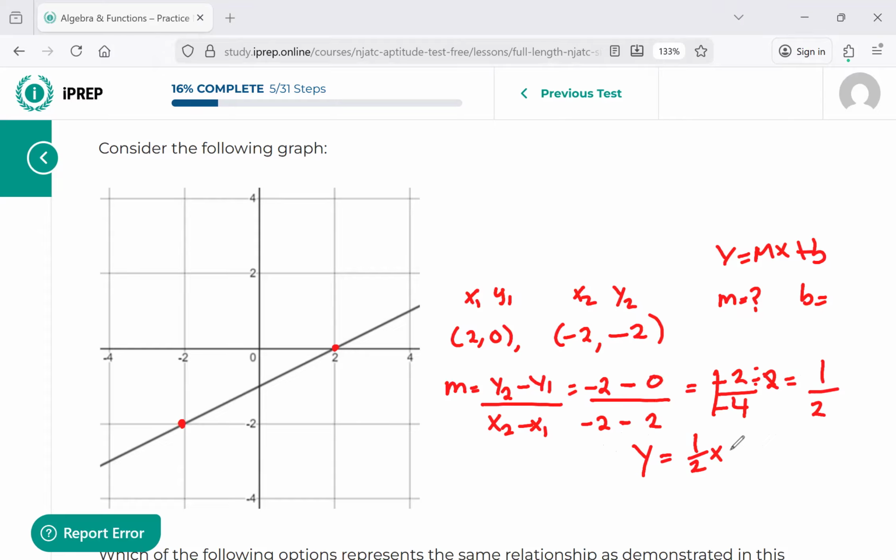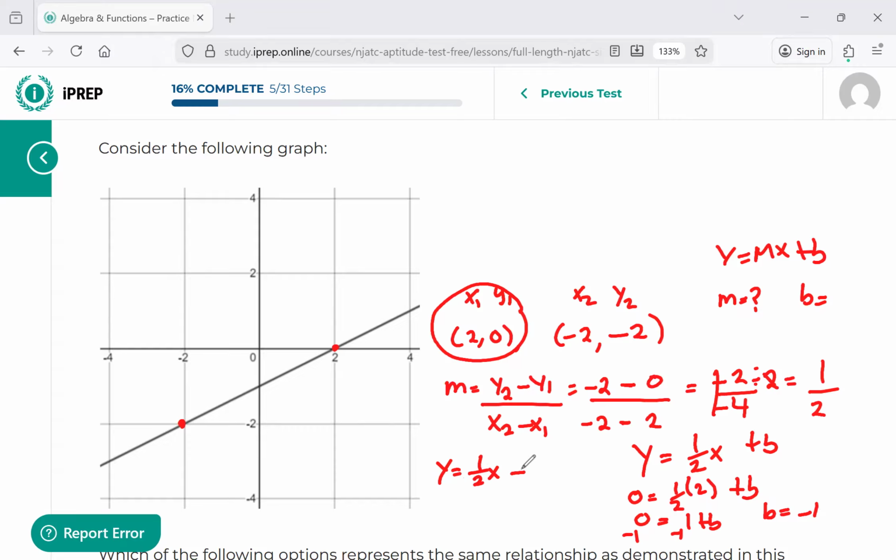My b is, so I'm going to put a little point. It doesn't matter. So I use this point. Y is going to be 0, and then x is going to be 2. So 1 half times 2 is 1 plus b. So 0 equals 1 plus b, and then I subtract 1. You get b equals negative 1. And my equation is going to be y equals 1 half x minus 1.